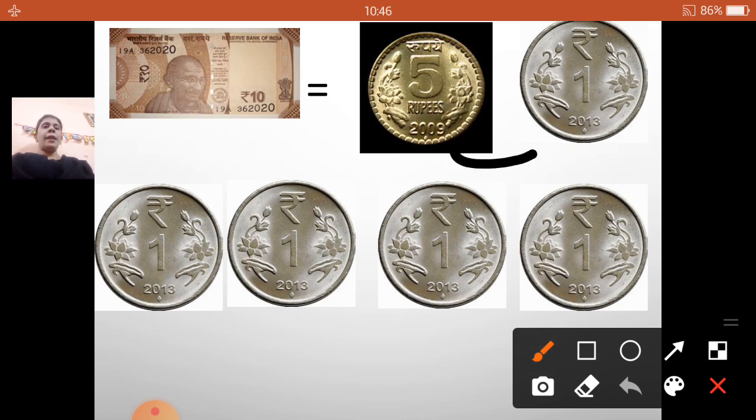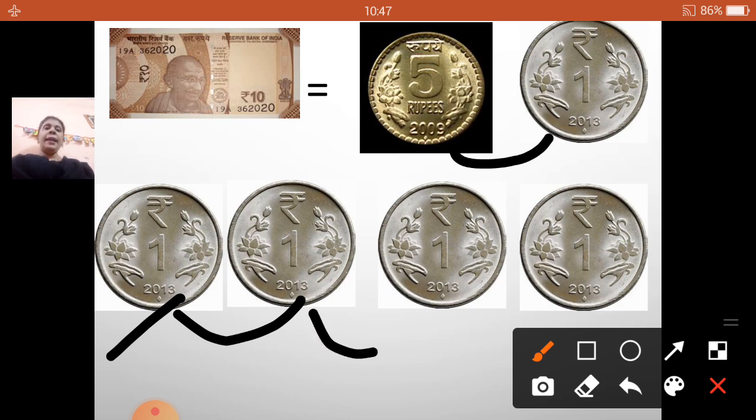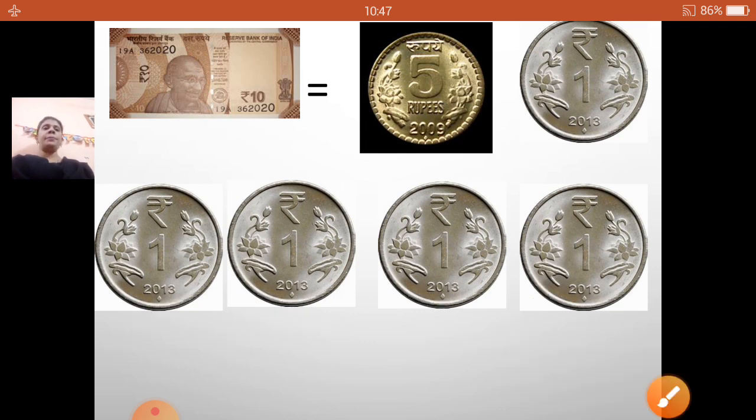Now, 5 plus 1 will be 6, okay? 6 plus this one will be 7. 7 plus 1 will be 8. 8 plus 1 will be 9. And 9 plus 1 will be 10. That means one 5 rupee coin and five 1 rupee coins will make a total of 10 rupees.